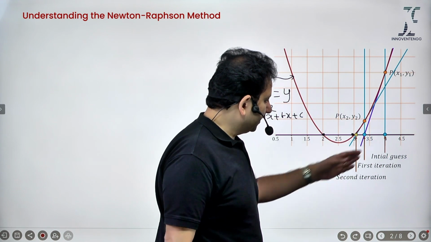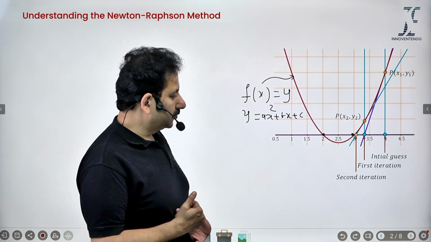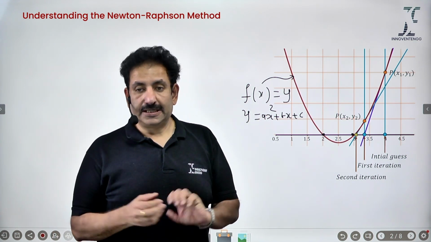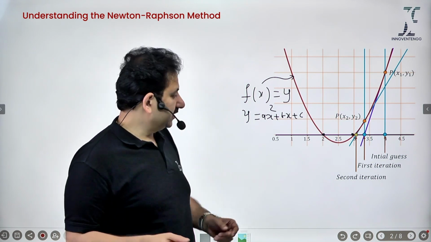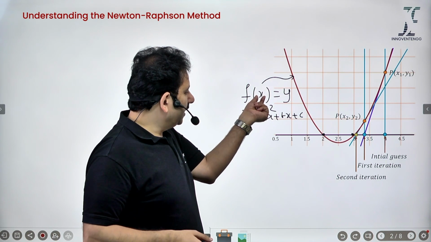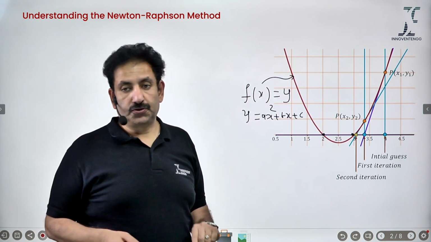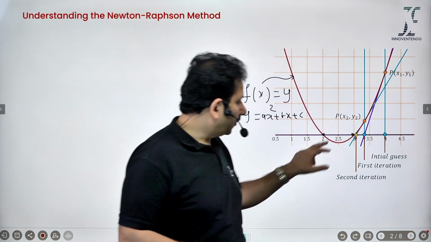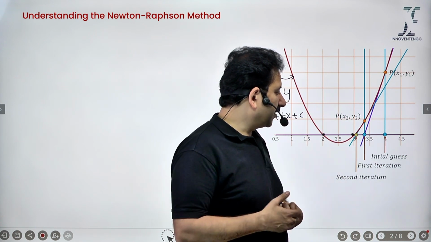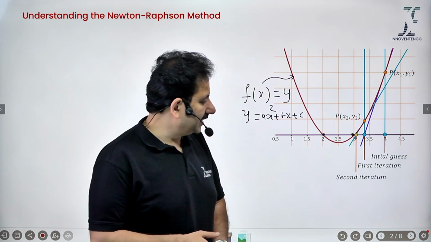Why is my initial guess on my x-axis? Because my root is also the value of x, which makes this function go to 0. The value of x which makes this function go to 0, if I substitute the value of the root here instead of x here, the f of x actually goes to 0. So that is my root, that is the value of the x coordinate, and therefore I start with my guess on the x-axis. Okay, you can see that that is my initial guess.